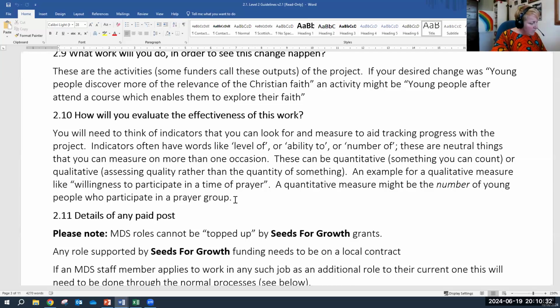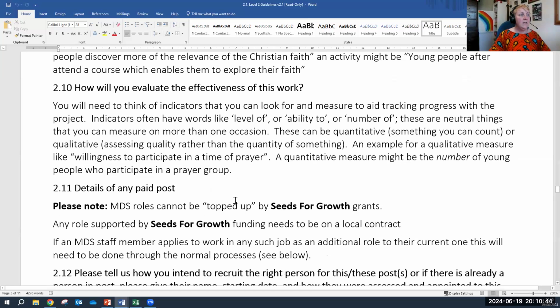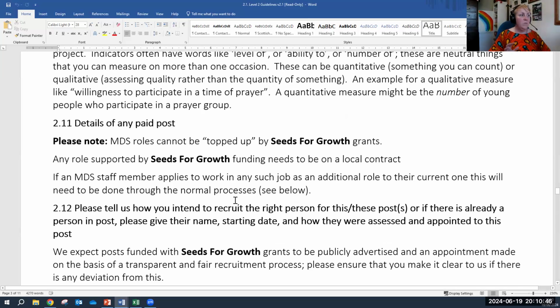Okay, so next we move on to 2.11. It just says, please give details of any paid posts which would be supported by this grant. So anybody that you might be paying that's part of this project, this is where you tell us about it. And we've already touched on the fact that an MDS role can't be topped up by Seeds for Growth. It needs to be a local contract specifically restricted to Seeds for Growth through whoever your congregation or your presbytery, whoever's dealing with the project.